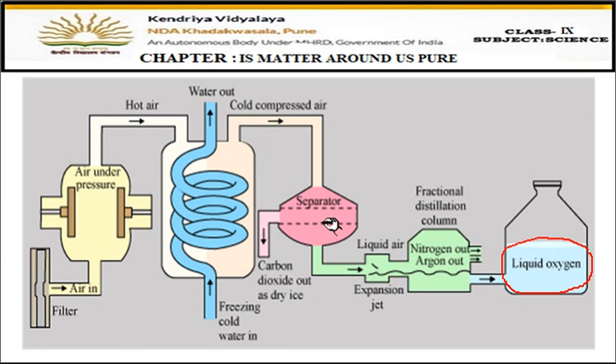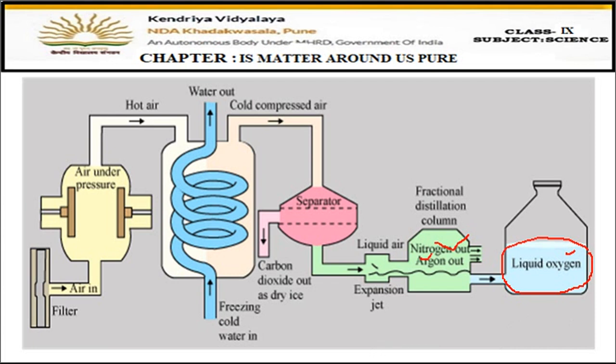Now this mixture is passed on to the fractional distillation column, where the different gases are separated according to their different boiling points. The gas which has reached its boiling temperature will be separated out. First nitrogen is separated out, then argon, and at last oxygen, which has the highest boiling point, is converted into liquid oxygen. So the fractional distillation method is used to separate the components of air also.